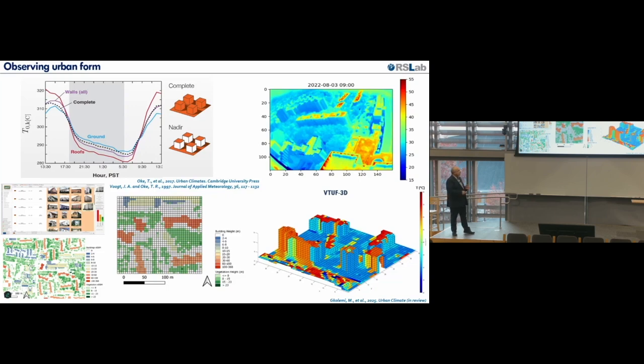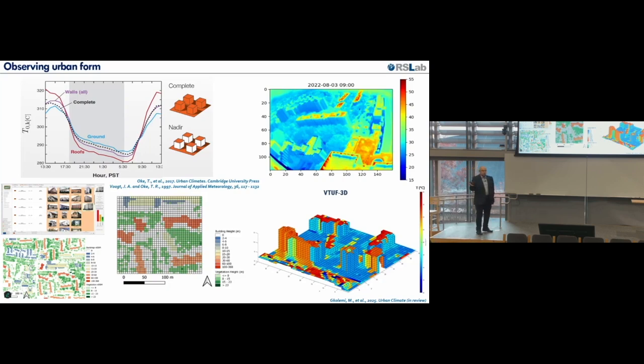Also, this is ongoing work by a PhD candidate, Maria Golemi, and we have just submitted it to Urban Climate. So the idea is to have this type of modeling, and then from the nadir acquisition from the satellite, to be able to extract the complete surface temperature.